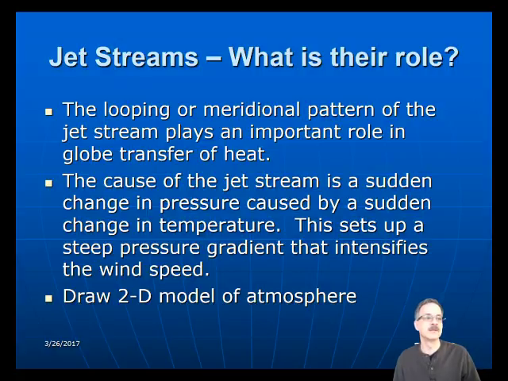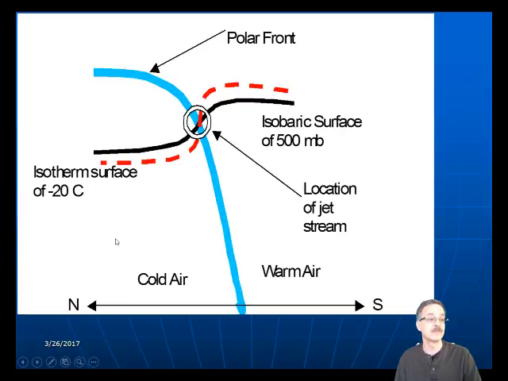Okay, so there are looping patterns of air. The jet stream plays an important role in global heat transfer. The cause of the jet stream is a sudden change in pressure by a sudden change in temperature. This sets up a steep pressure gradient that intensifies the wind speeds. So let's develop a 2D model for this.